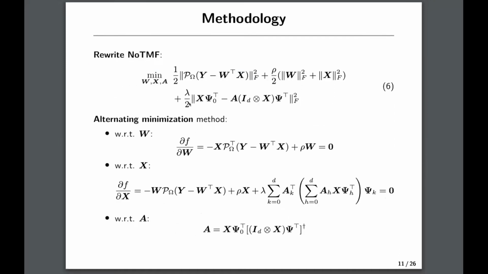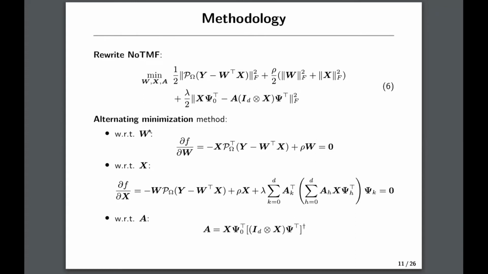In this case, we can rewrite the non-stationary TMF model as in equation 6. In this equation, the first component is the matrix factorization, with regularization terms. The final component is the VAR process. To solve this optimization problem, we have 3 variables to optimize: the factor matrix W, the factor matrix X, and the coefficient matrix A. To solve this problem, we can consider alternating minimization.